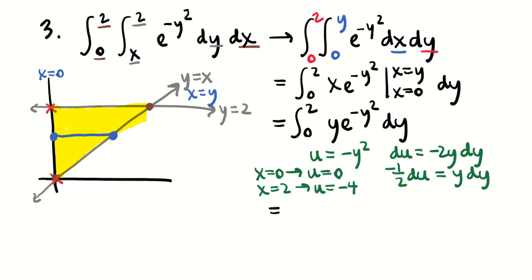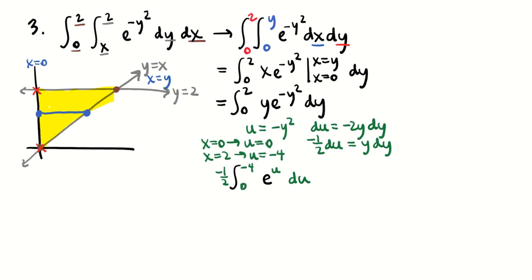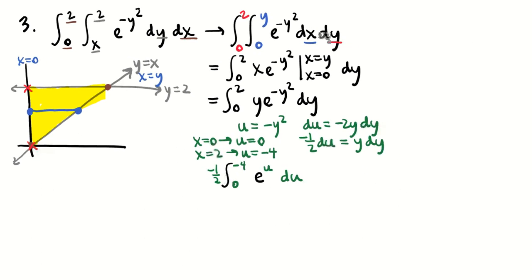All right, so now this is the integral from u equals 0 up to u equals negative 4 of e to the u, and then y dy was negative half of du. Antiderivative for e to the u with respect to u is going to be e to the u.